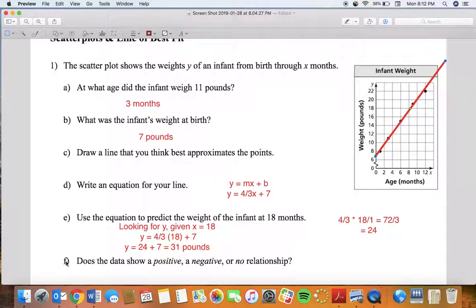And then last but not least, question F, does the data show a positive, negative, or no relationship? When they're asked about a relationship, that's the same thing as when we talk about association. This graph from left to right is increasing or going uphill. So this last question is actually pretty easy. It is a positive relationship. I think the hardest part of this is using or making your predictions. So if you have any questions on those, please feel free to ask me.